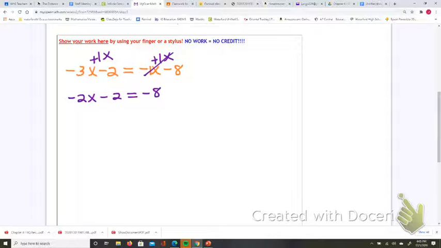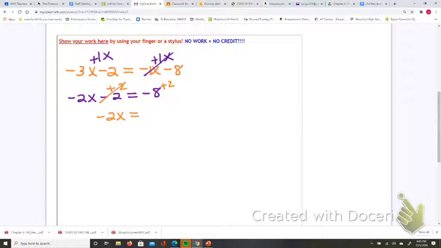Okay, now again, our problem is now just like we've been solving for weeks now. So we find our variable, now we only have one variable, and we find the plus or the minus. And notice we have a -2. The inverse of minus is plus, so we are going to add 2 on both sides. So we get -2x, -2 plus 2 is 0, so that crosses out, equals -8 plus 2.